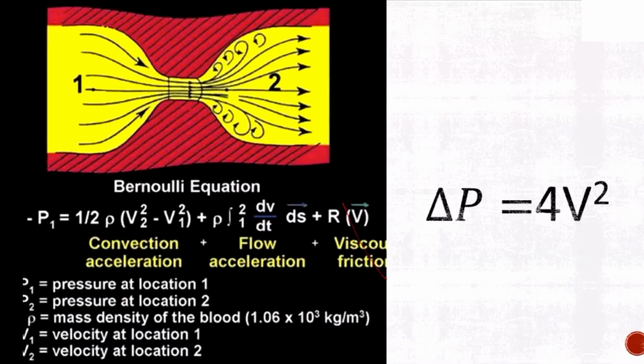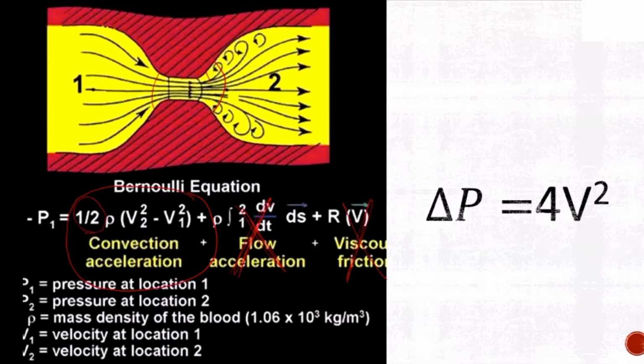The first is that we don't care about the viscous friction, and we don't care about the flow acceleration. So here, all we're looking at is convective acceleration, that's the change in velocity as you go across a smaller orifice, okay? Why does this become 4 all of a sudden?